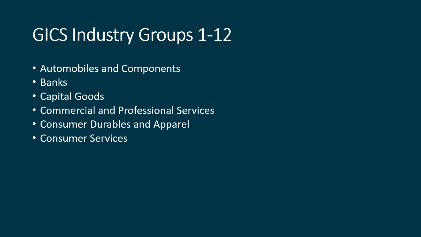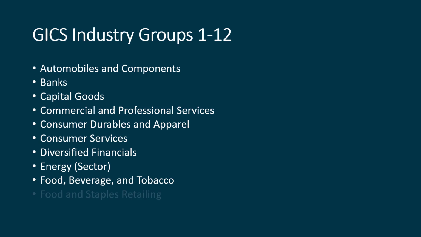And then consumer services. And you've seen that in American history where we've really switched from being a manufacturing society over to more of a consumer-based and services-based economy. A lot of the manufacturing is done now in other countries. A lot of the services that are provided are within the U.S. Diversified financials, anything from a savings and loan down on the street up to a brokerage firm. Energy, which is also a sector, and that can be a little bit confusing. Food, beverage, and tobacco. Food and staples retailing, so they break them down into different categories with food.